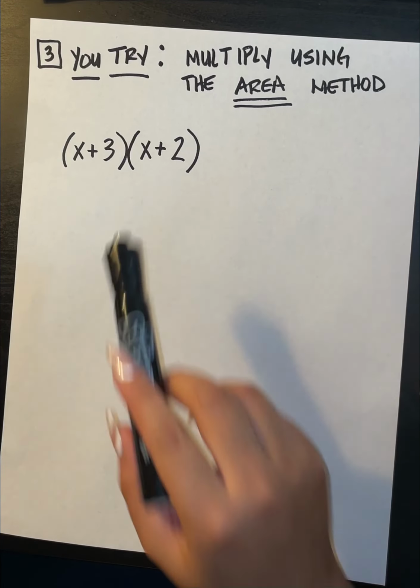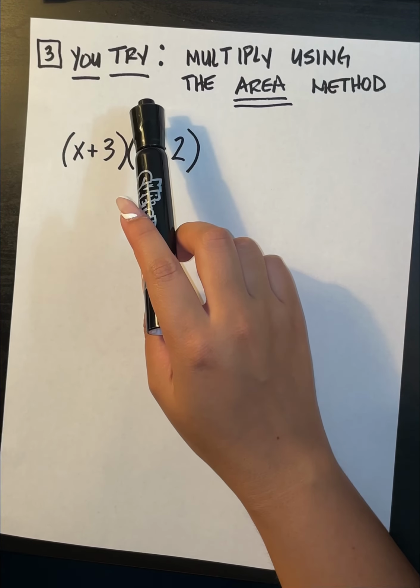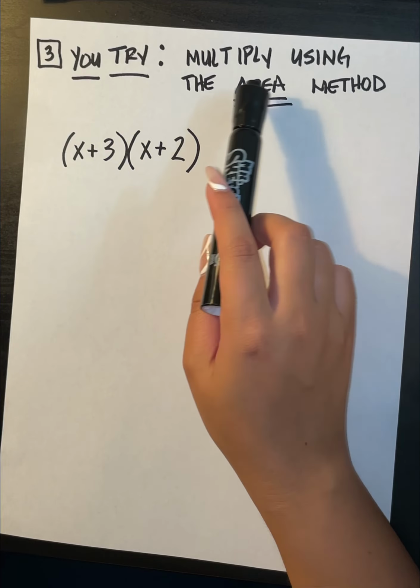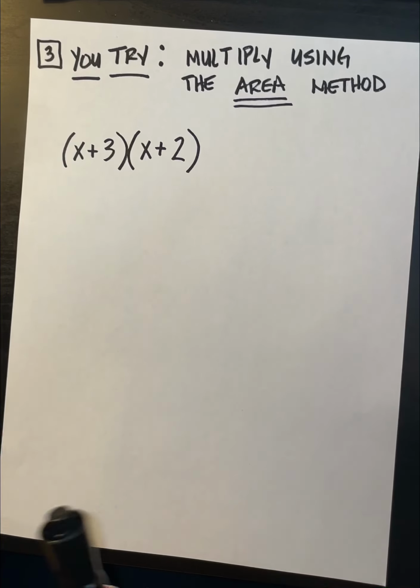So this is a you try. So this time you're going to try it first. Multiply using the area method. So we went over an example and we know how to read algebra tiles now. So now you guys can try it on your own right now.